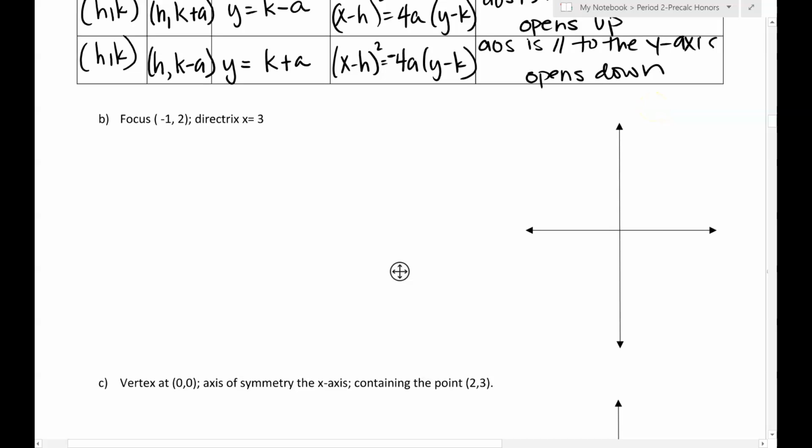Okay, so let's make some tick marks. 1, 2, 3, 4, 5.